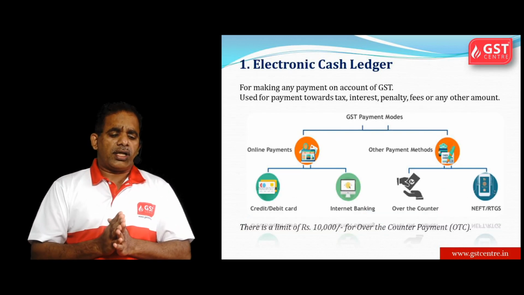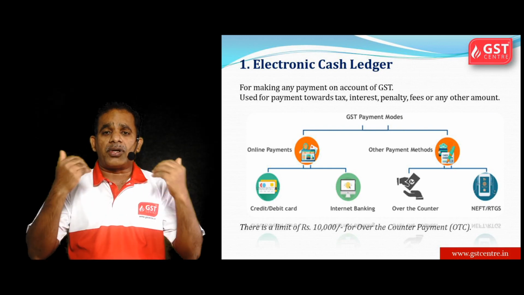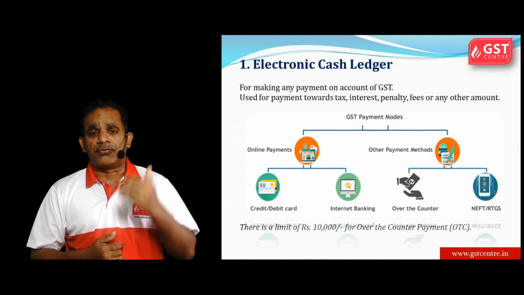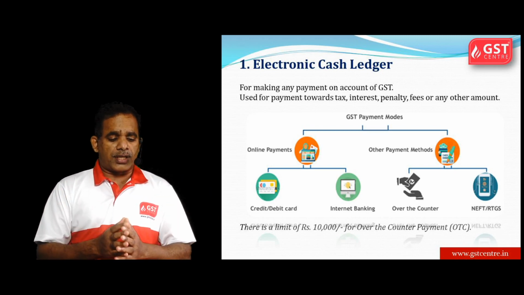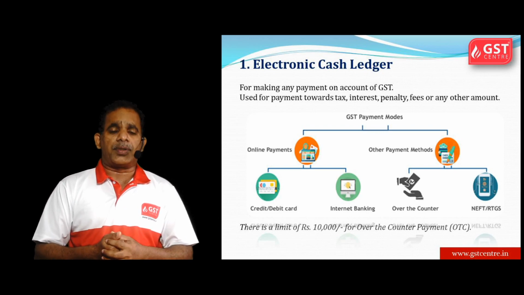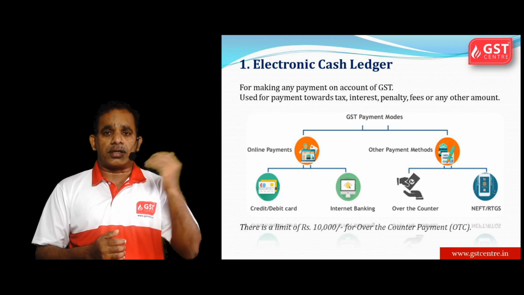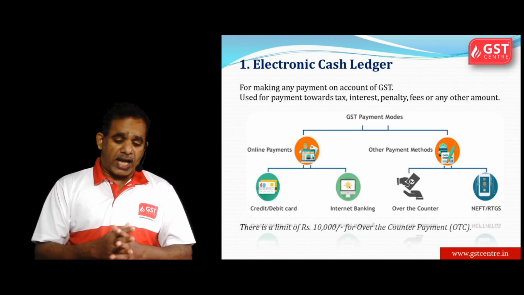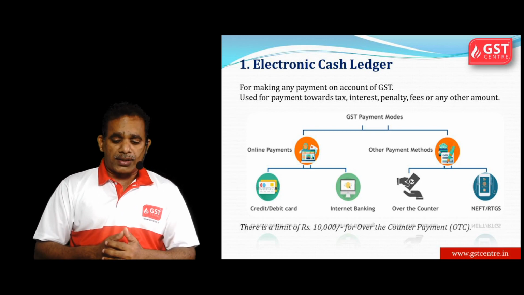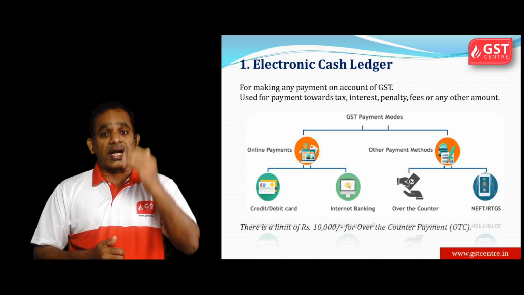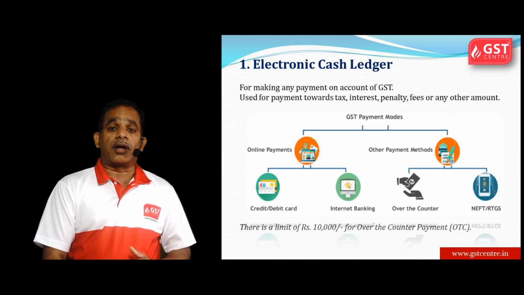First of all, the electronic cash ledger. The cash ledger is used for payment of taxes, interest, penalty, or fee to the government. There are two modes of payment: online payments, which can be made by credit or debit card or internet banking, and other payment modes, like you can go to a bank and pay the amount in cash. There is a limit, that is only up to 10,000 you can pay through the bank. Otherwise you can pay through NEFT or RTGS also. That is how the payment of tax, interest, penalty and so on is made.